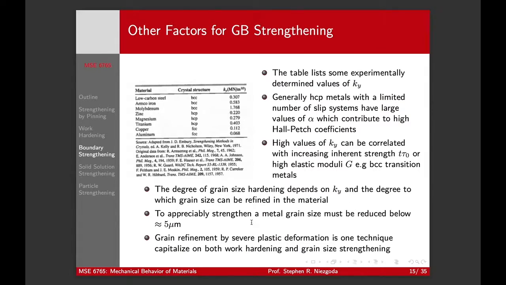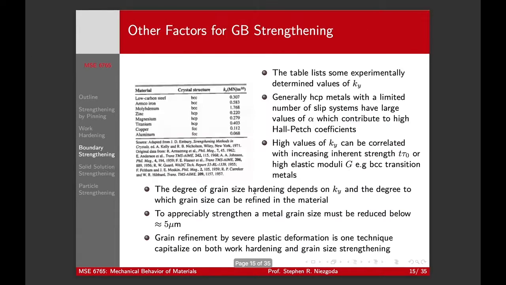So to strengthen a material to a significant degree, we have Ky times the square root of 1 over the grain size, I'm sorry. We need to get our grain size down pretty small. And so grain refinement by severe plastic deformation is one technique. But then you also get significant work hardening when you do that as well.